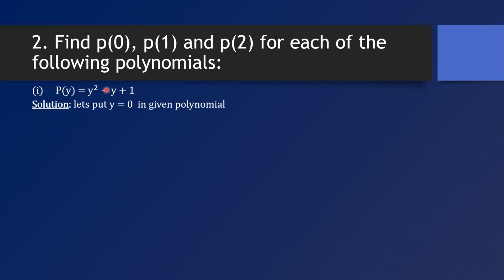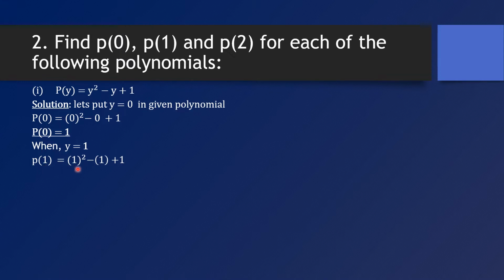So first, let's put y is equal to 0 in the given polynomial. p of 0 is equal to 0 square minus 0 plus 1. So the result will be p of 0 is equal to 1. Now when we put y is equal to 1, in place of y we put 1, so in this polynomial the change will be that 1 comes in place of y.